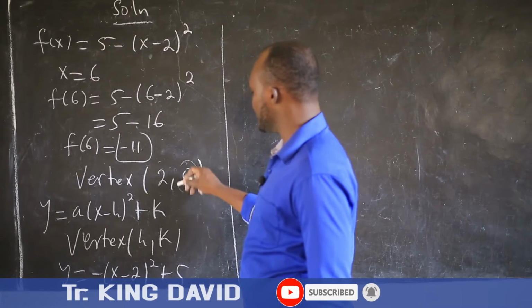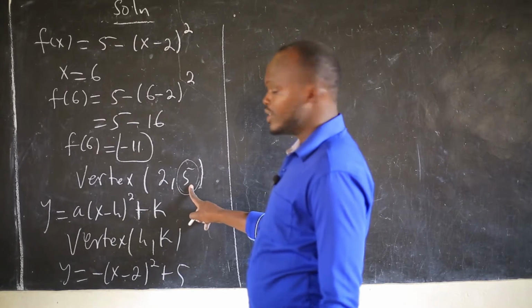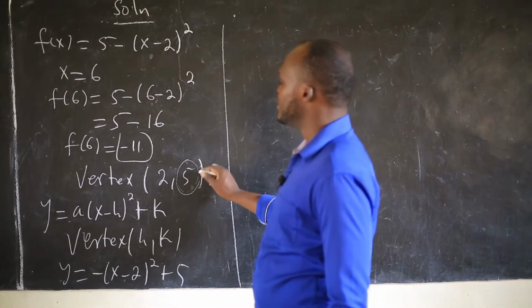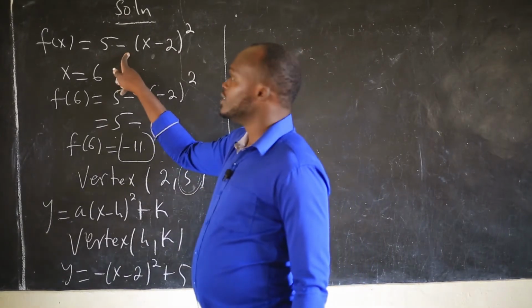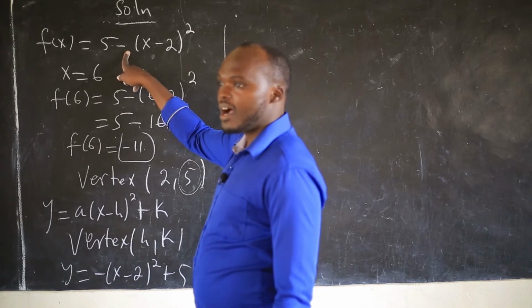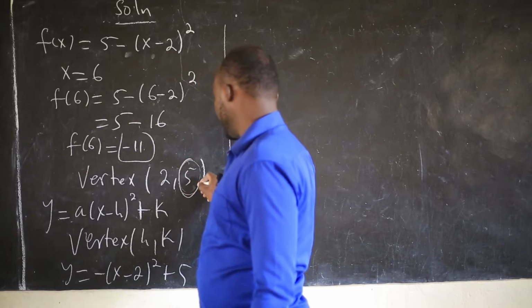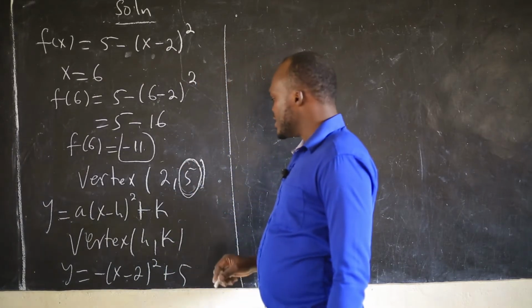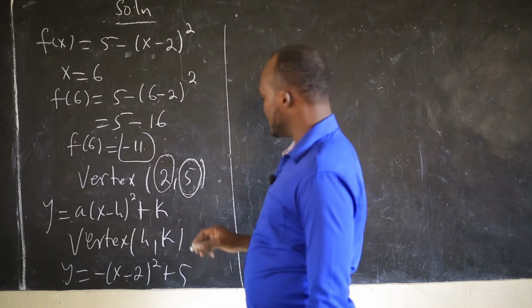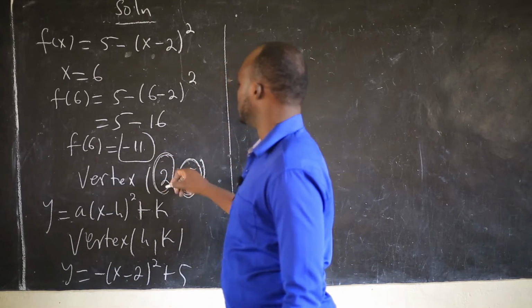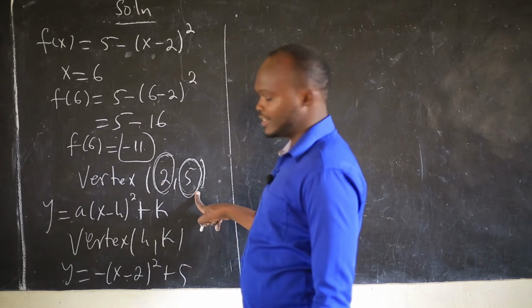Because our vertex is (2, 5), is it a maximum or a minimum? So now we check our function. Because this is negative, it will open downward. So this will be the maximum, the maximum value for the range. Then the smallest value for the function is 2. The smallest value for the function is what? Is 2. So this is the smallest value for k, and this is the maximum value of the range for y.